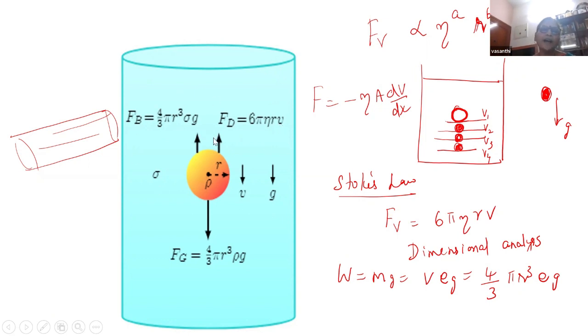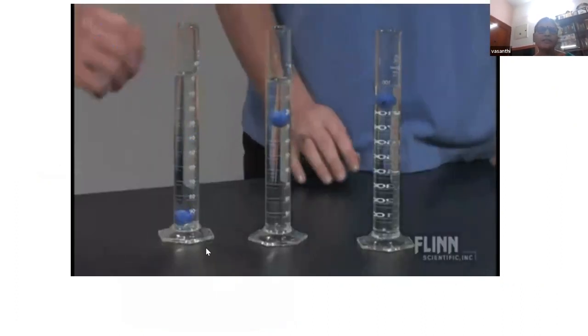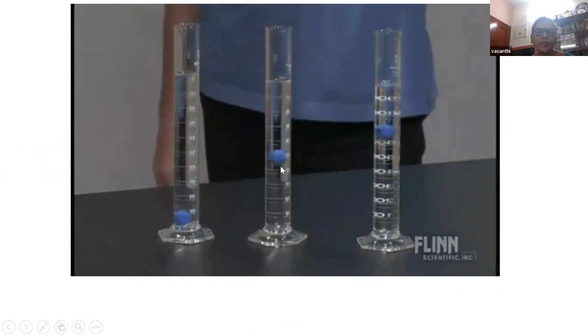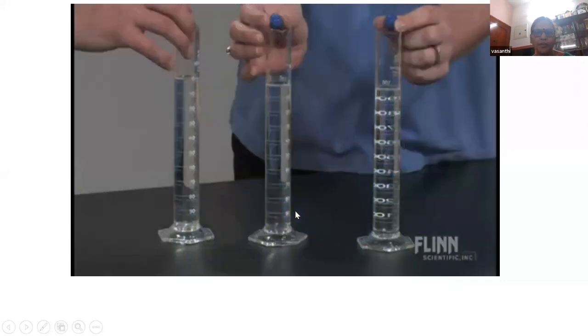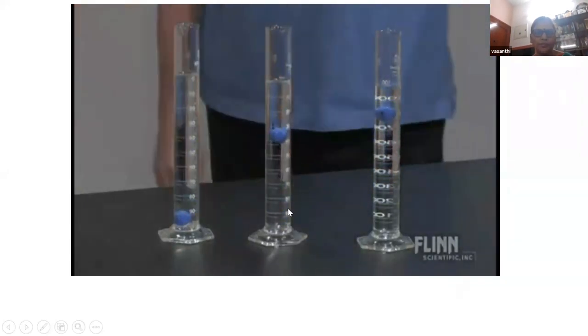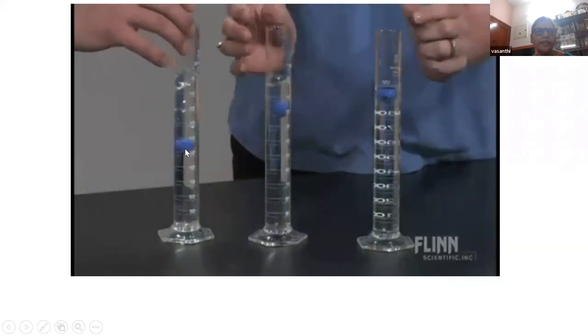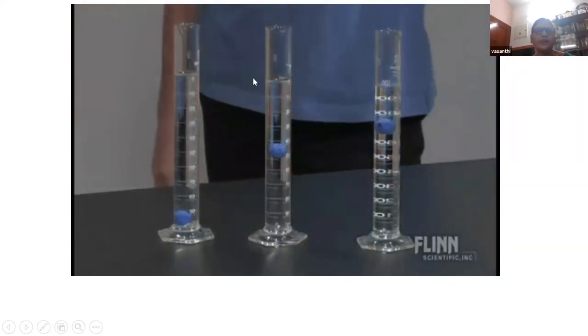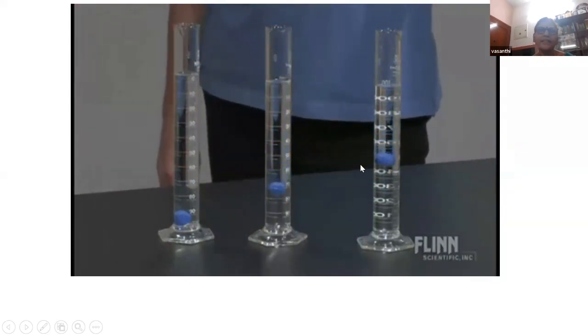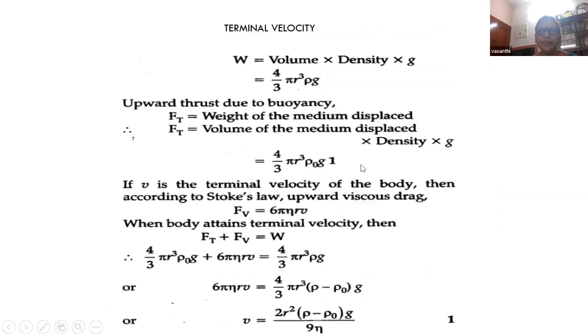As Sir said, at one stage, the total upward force, the buoyancy and the viscous force, becomes equal to the weight. At this stage, now see here, the ball has acquired a constant velocity. That's what we call the terminal velocity. I think the third cylinder is filled with a highly viscous liquid, and the first cylinder is filled with the lowest viscous liquid, maybe water.